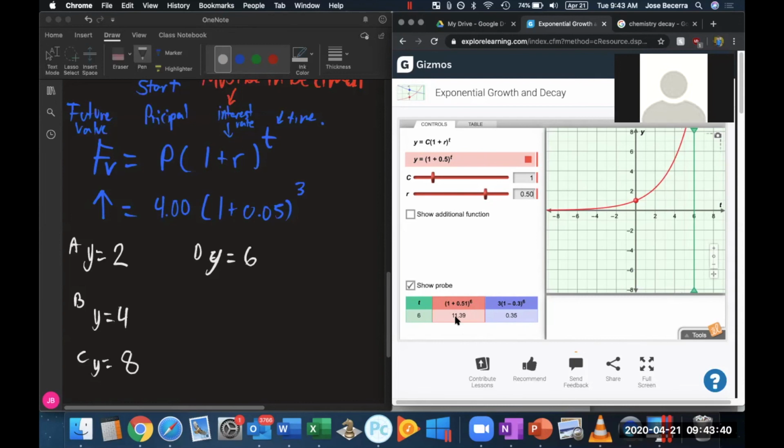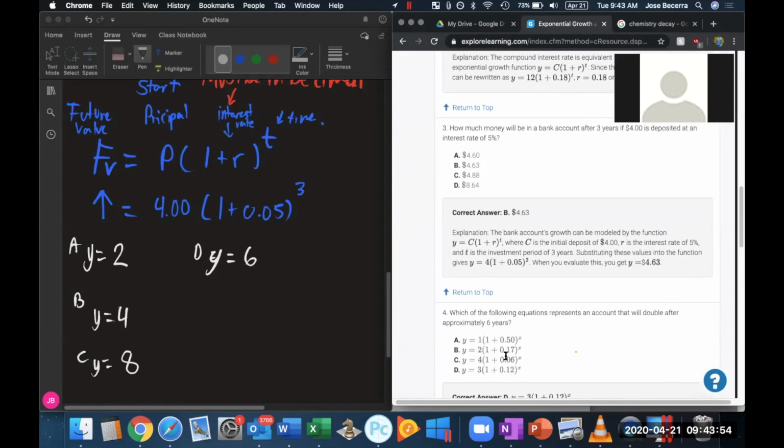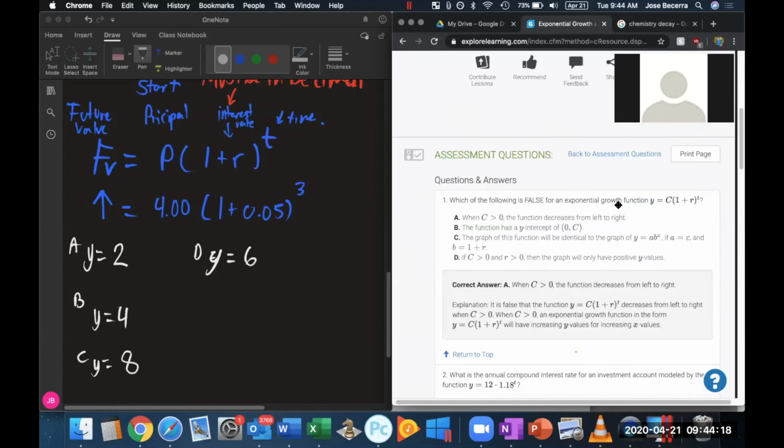No. It basically got 10 times as big, almost, or 11 times as big. So that one's not going to be it. That one's too big. Let's try this one. 2 is my initial, and 0.17 is my rate. So we'll plug that in there, 2 and then 0.17. Did that double? No, remember, we're looking for the number 4. So that one's not it either.